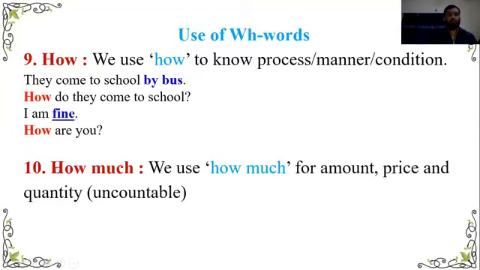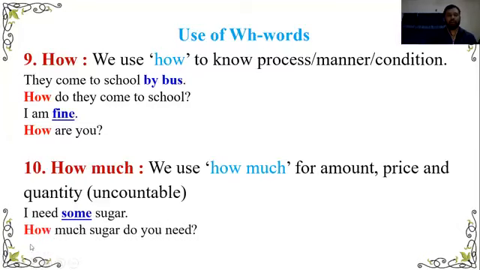Another rule is how much. You know, for uncountable quantity or amount or price, we have to use how much. I need some sugar. Here you see sugar is uncountable. We cannot count sugar as 1 sugar, 2 sugar, or 3 sugar like this. So we have to use how much for this uncountable quantity. So how much sugar do you need?